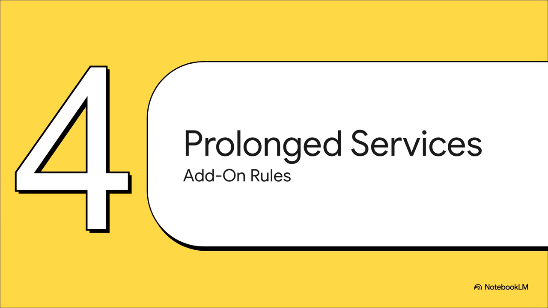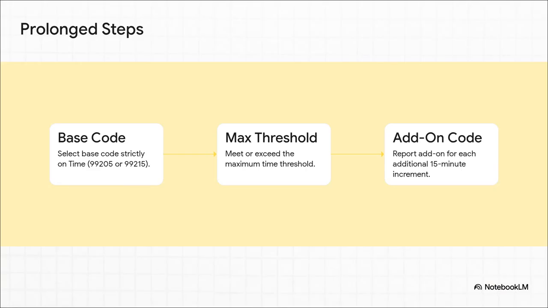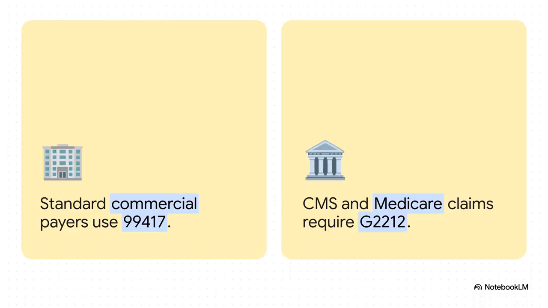But what happens when a provider goes above and beyond the absolute maximum time threshold for the highest level visit? Well, that brings us to Section 4, Prolonged Services Rules. You can only use prolonged services if you follow these very specific steps. First off, the base code must be selected strictly on time, not MDM. And it has to be the highest level code, so either a 99205 or a 99215. Second, you have to actually meet or exceed the maximum time threshold for that specific code. Once you hit that wall, only then can you report an add-on prolonged service code for each additional 15-minute increment.